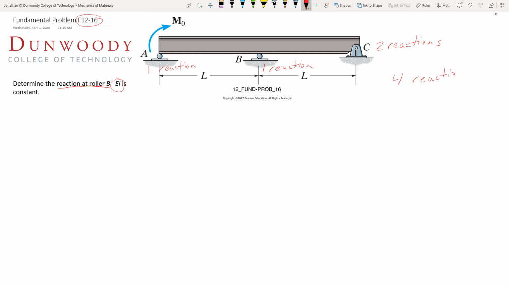It's all coplanar, so we can write three equations of equilibrium. So we're first degree indeterminate. We're going to use the method of superposition here. So I'm going to choose to get rid of this guy here and call this my redundant. So I'm going to end up with my primary beam.